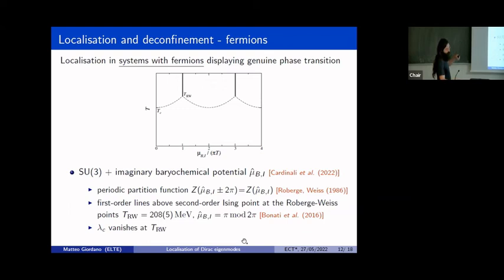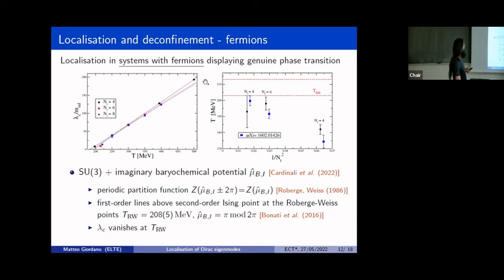If you sit on this line, at some point you encounter the Roberge-Weiss transition, a second order phase transition. And the same kind of argument applies here: there is a residual center symmetry that can get spontaneously broken, and it does. So here we have a deconfinement transition in a system with dynamical fermions. And what happens is that, again, if you look for localized modes, you find them at high temperatures, and lambda C vanishes at the Roberge-Weiss temperature. On all the lattice spacings that we looked at, the localization transition takes place at the same point as the Roberge-Weiss transition. So the continuum extrapolation will agree as well.